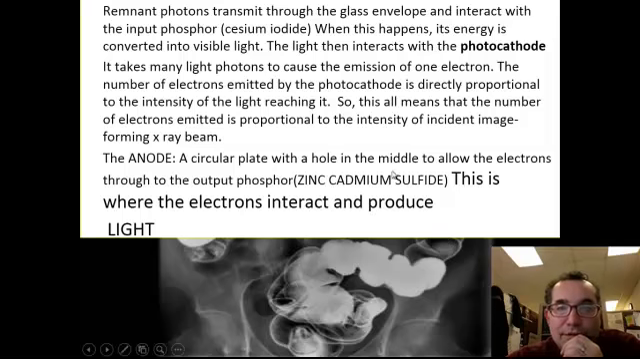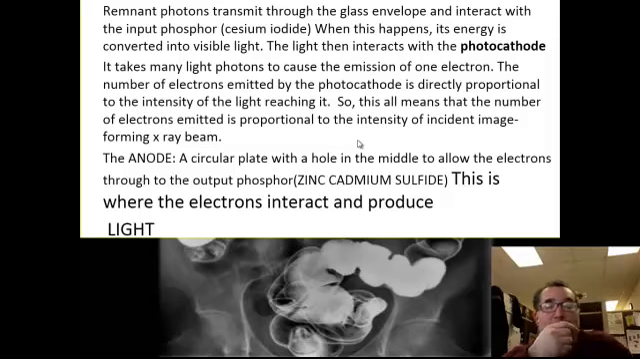Right. So the number of electrons emitted is directly proportional. So if we keep increasing the intensity, in other words, that's a quantity term. If we increase the amount of X-rays that we send through, we're going to get more light, more electrons, and then even more light at the zinc cadmium sulfide anode.